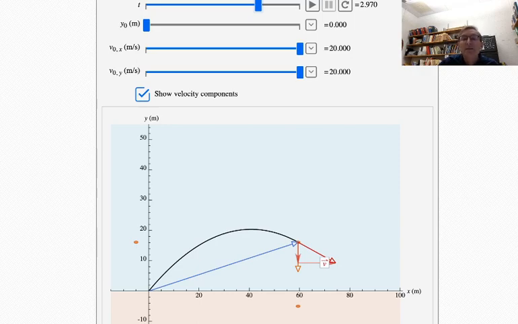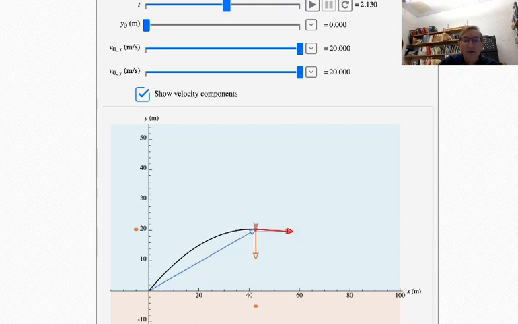Let me adjust the time slider a little more. There's also an orange arrow that represents the acceleration vector. Notice it points vertically down. The other thing to note is that the animation also shows the x and y components of the velocity at any given time by regular red arrows. The x velocity points horizontally and the y velocity points vertically.